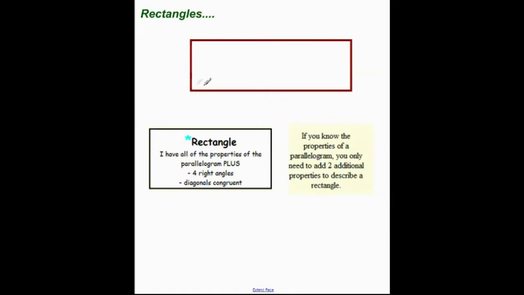So let's take a look at rectangles. Rectangles have all the same properties, except now the diagonals are going to be congruent. So these diagonals will be congruent. They're going to be the same because look, this is standing straight up and down. These lines travel the same distance. And of course they all have right angles.